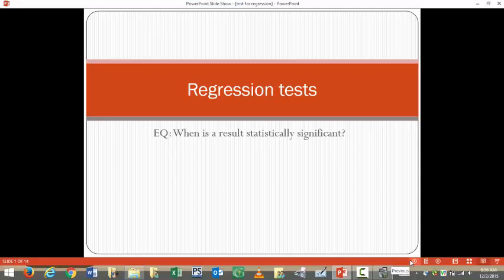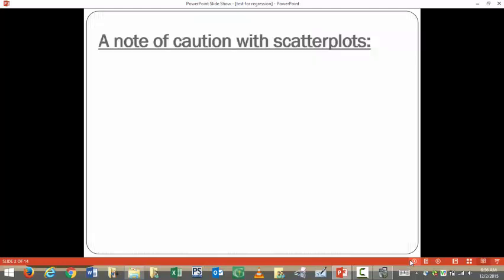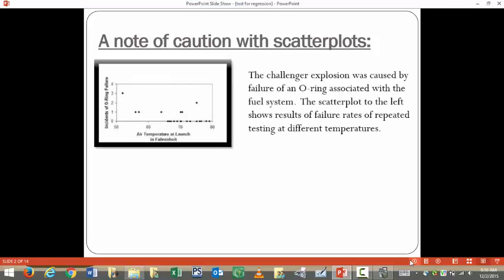Okay, so we look here at regression tests. This is another way to tell if results are statistically significant. But quickly before that, a note of caution with scatter plots, something good to think about. And it's an example from history.